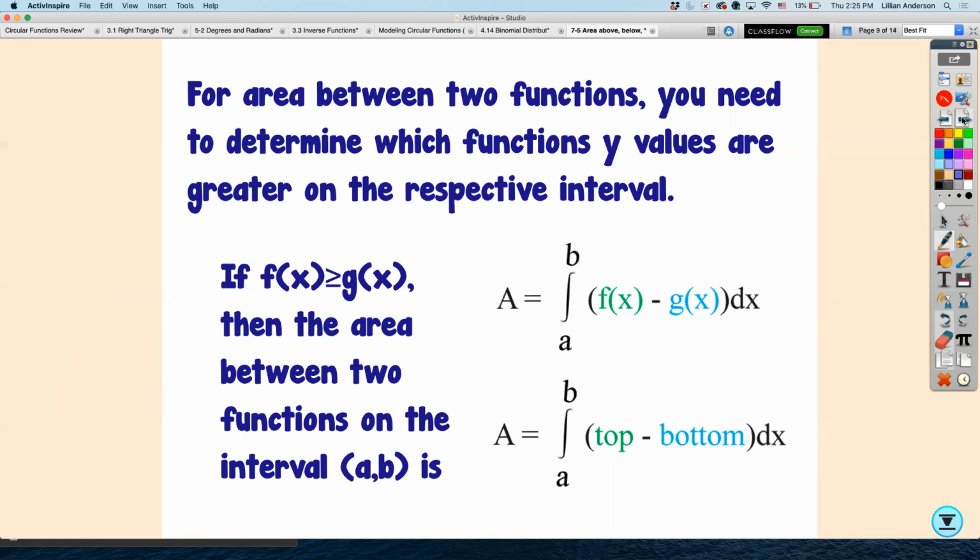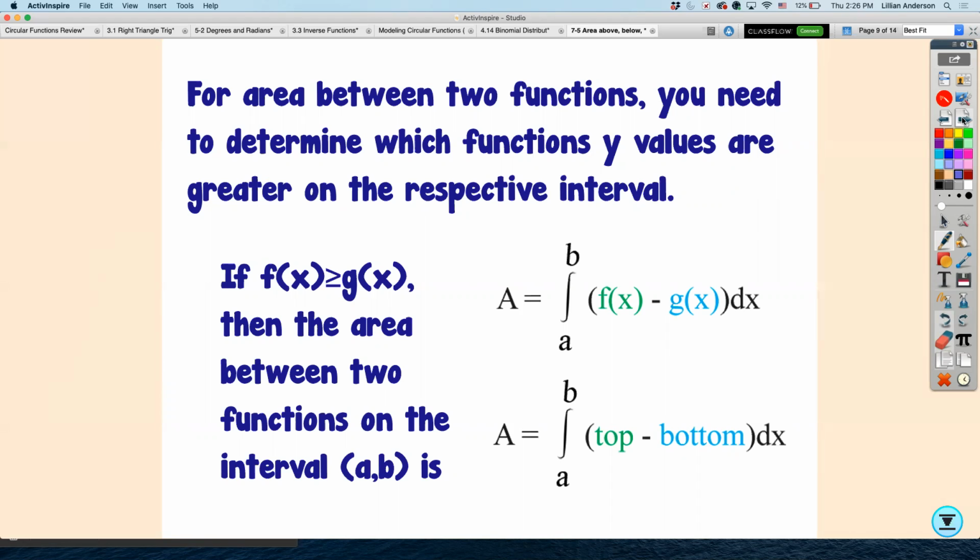For areas in between two functions, you need to determine which function's y values are greater on the respective interval, okay? So essentially, to find the area in between two curves, you have to figure out which curve is on top, which y values are larger than the other, because that's going to determine how you set up the integral to find the area between the two curves on an interval from A to B. So essentially, it is the top curve minus the bottom curve with the respective bounds.